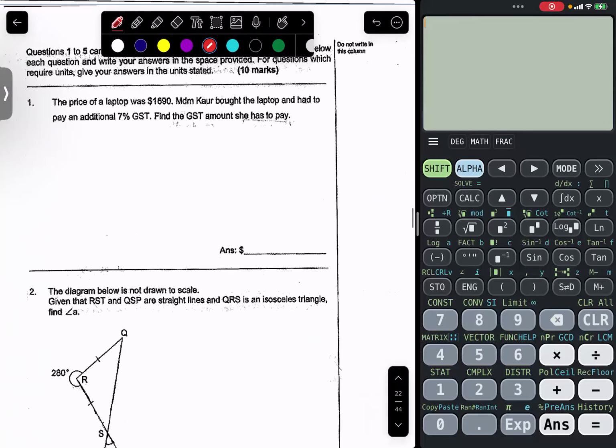Okay, paper 2. The price of a laptop was 1,690. Madam Cow bought a laptop and had to pay an additional 7% GST. Find the amount of GST she has to pay. So you just want to find 7% of 1,690. Okay, this one you can just key in the calculator. 7 over 100 multiplied by 1,690 equals 118.3.